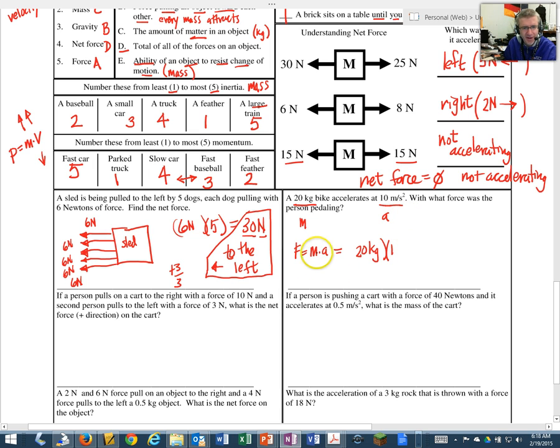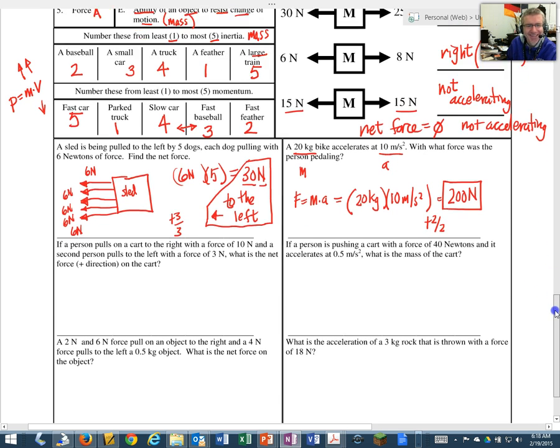Let me fix this here. 20 kilograms times 10 meters per second squared equals 200. And the units? Newtons. Do I need a direction? No, I don't really know which direction this is. But I have 2 points out of 2 because I have the right number and the right newtons.